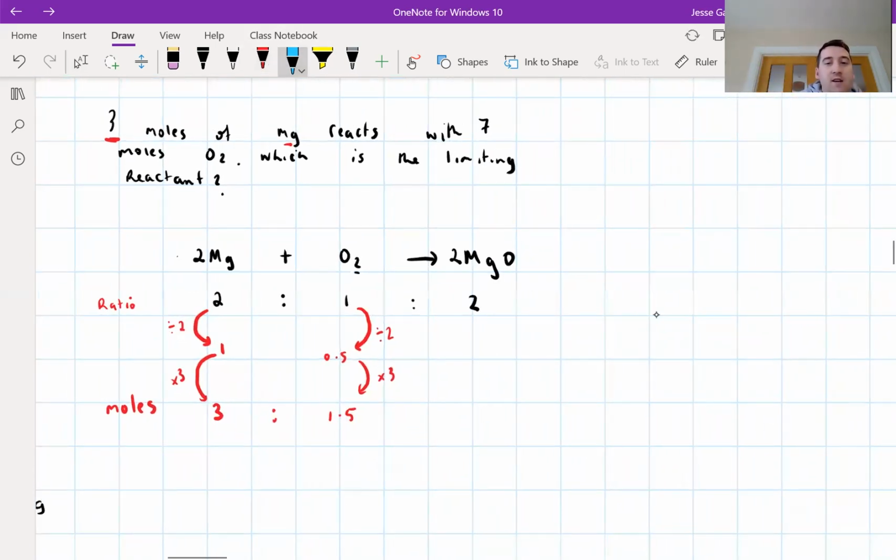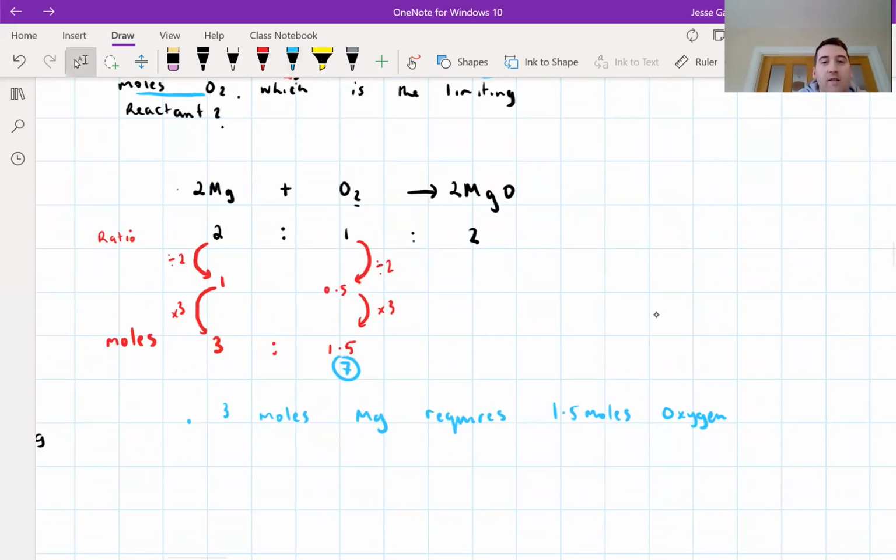Well, it clearly says here that I had 7 moles of oxygen. So I had 7 moles of this. This is what I had. So I obviously had more than enough. Okay, so 3 moles of magnesium requires 1.5 moles of oxygen. And then just clarify which one is limiting and which one is excess.